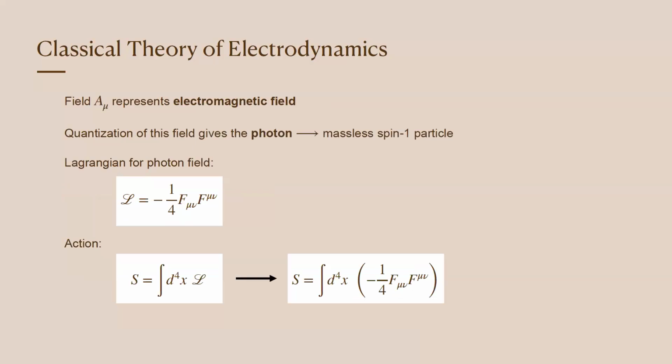So here, the field A mu represents the electromagnetic field. We can quantize this field, and what we get is the photon, which is the quantum of electromagnetic radiation. It is a massless spin-one particle, and we can write out the Lagrangian for the photon field, which is given by this. Take the electromagnetic tensor, contract the indices, and we get this. Then integrate over spacetime. So the integral d4x means integrate over the three-volume and integrate over time. What we get is the action, which is given by this.